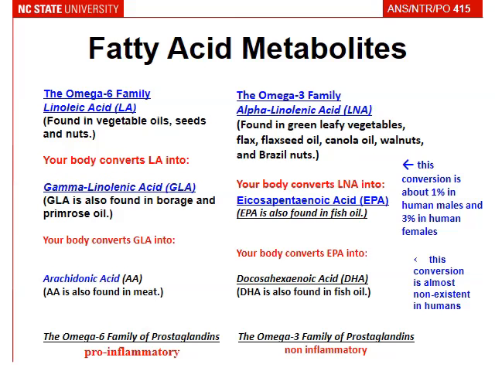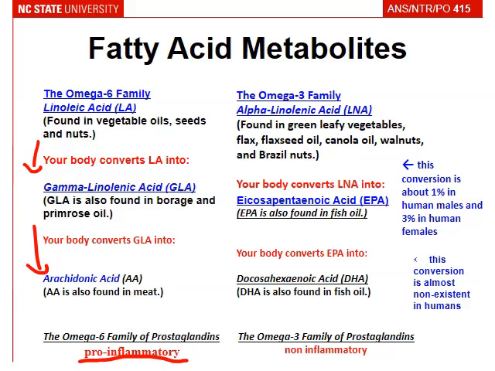So here's basically the same thing again, just written in a different way. Those of you who like more bullet points or whatnot, this is the slide for you. Here we have linoleic acid converted to gamma-linolenic acid, and then that converts into arachidonic acid. So we can put arrows in here, and these are pro-inflammatory.